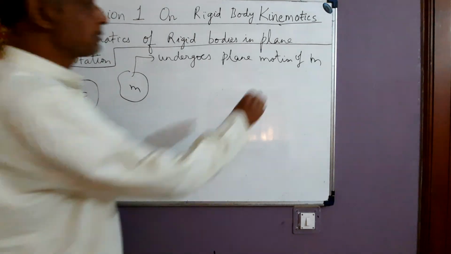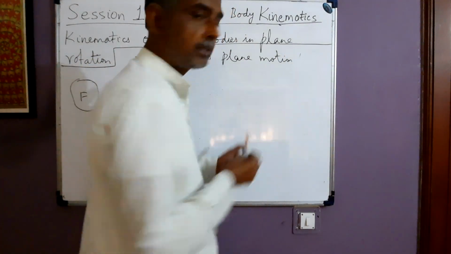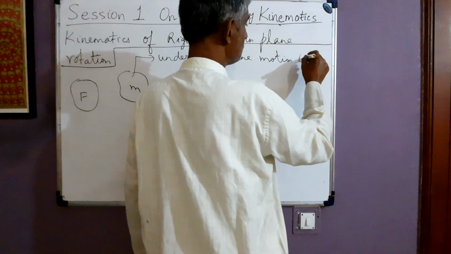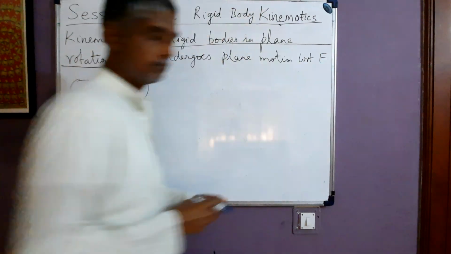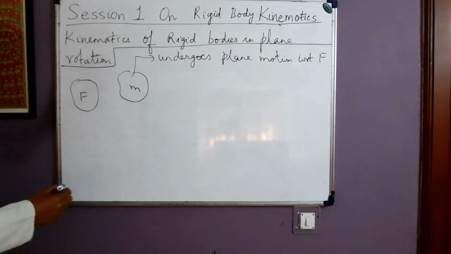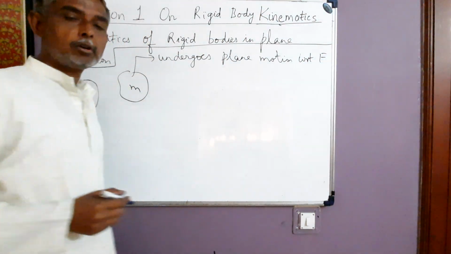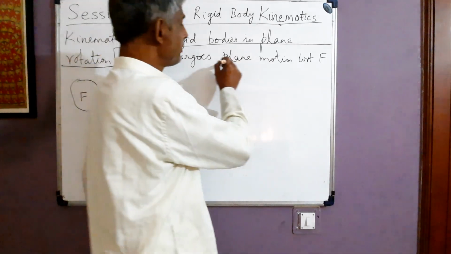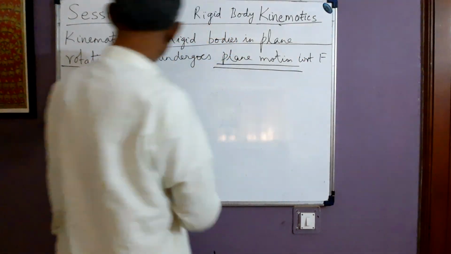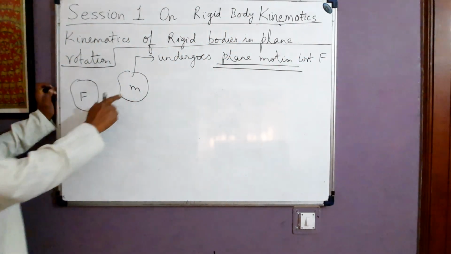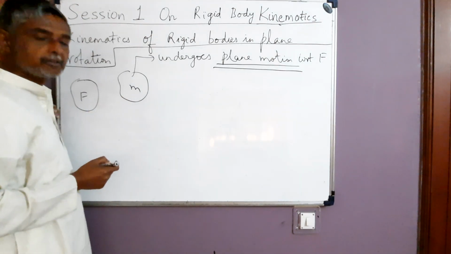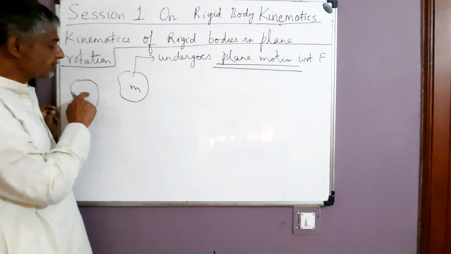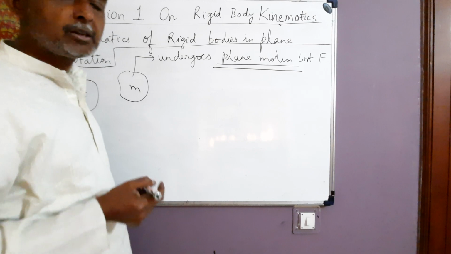Suppose M undergoes plane motion with respect to F. What does this plane motion mean? Plane motion means all the material points of M move in plane trajectories in parallel planes as seen from frame F. That is what is meant by plane motion.